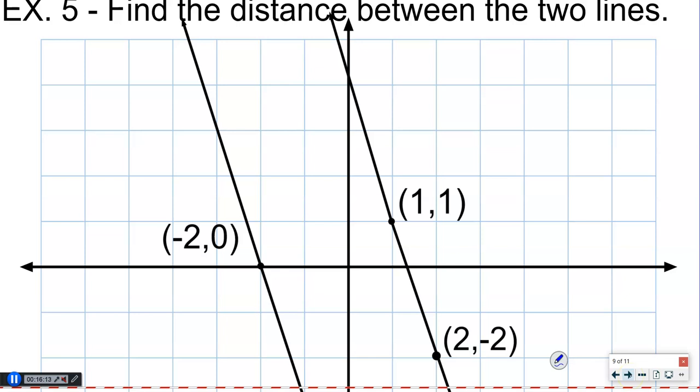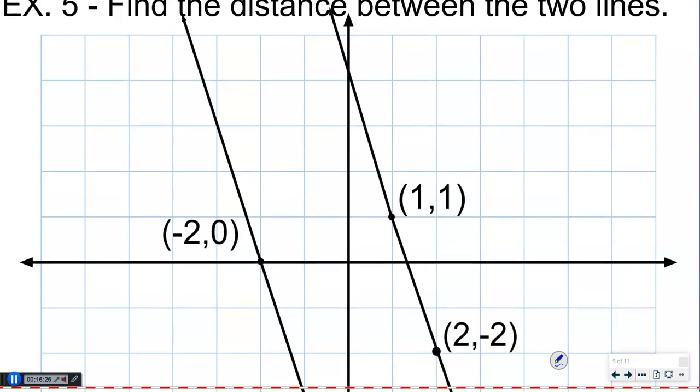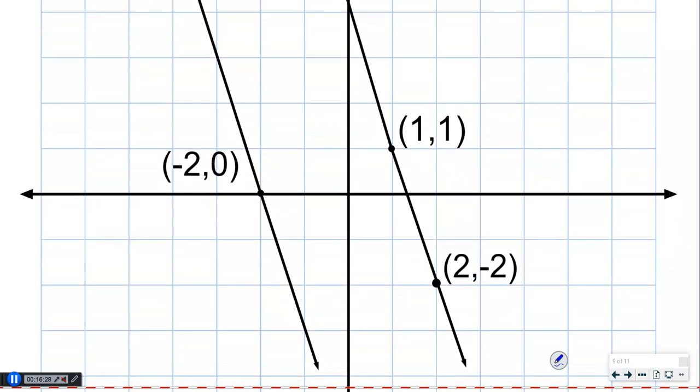All right, last example. We need to find the distance between the two lines. So we've got our two lines drawn out here with their points. A point at -2, 0. Point at 1, 1. And a point at 2, -2. We need the distance between the two lines. So we want the shortest distance possible, right? We need a perpendicular line.